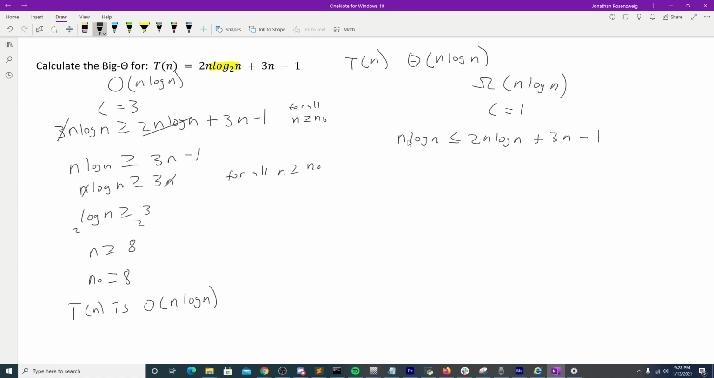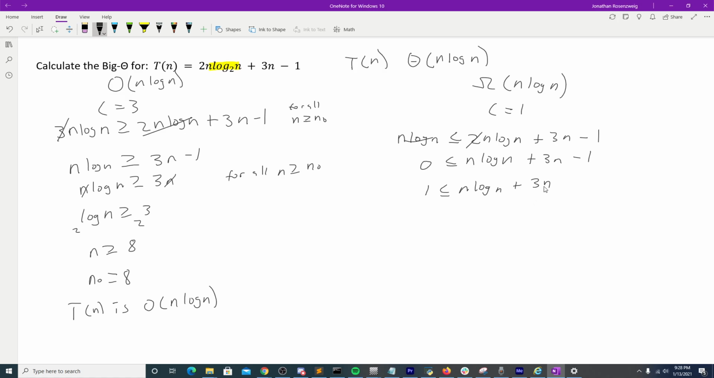And then we'll subtract this n log n from both sides, and we have 0 is less than or equal to n log n plus 3n minus 1. We can move the 1 to the other side. We have 1 is less than or equal to n log n plus 3n.